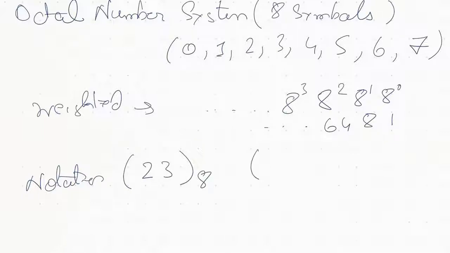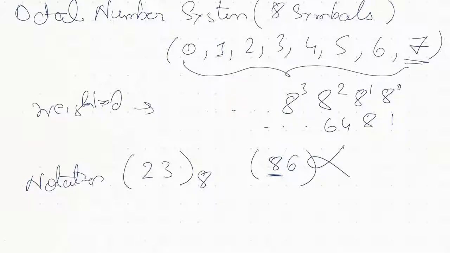Now the interesting thing is that if I try and write 86, this is not a valid octal number. Why? Because 8 is not allowed in the octal number system. We have up to 7. So all the bigger numbers that we are going to represent have to use any of these symbols, nothing out of it.